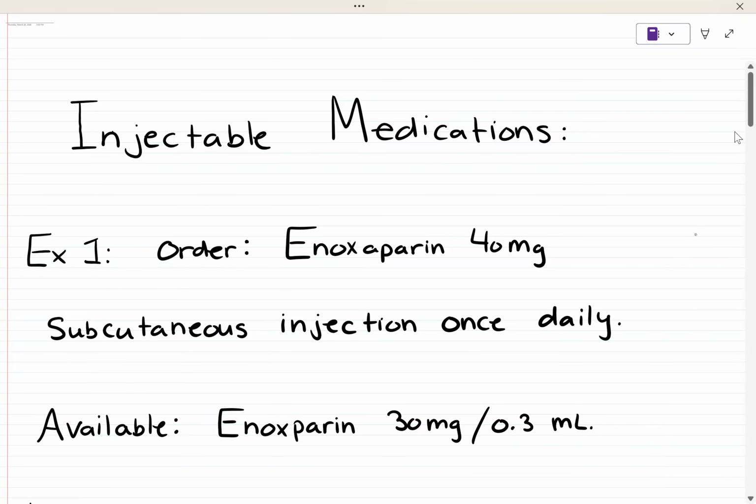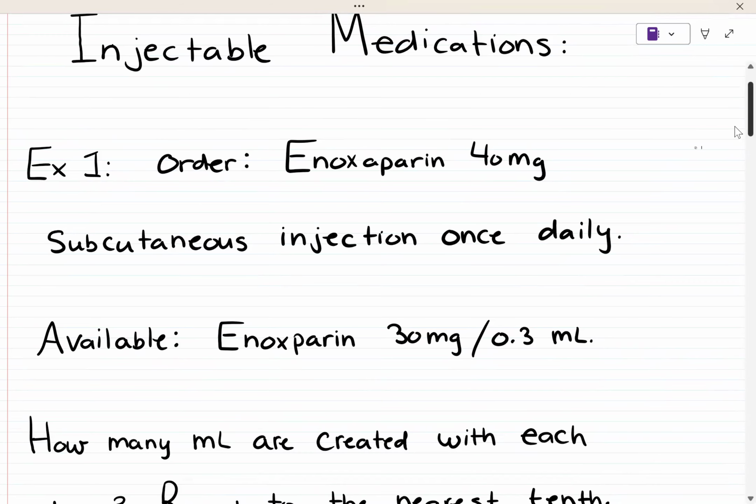We have an order of, I can't really say this word, enoxaparin. Yeah, so we have an order of enoxaparin 40 mg subcutaneous injection once daily. And our available is enoxaparin of 30 milligrams per 0.3 milliliters.